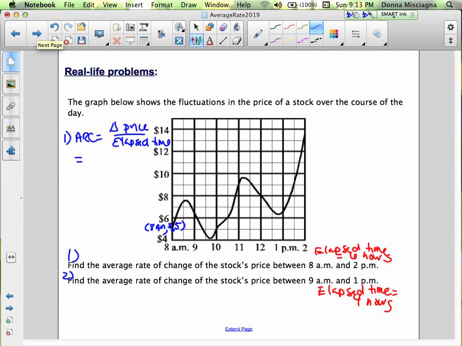And then at 2 p.m., it looks like it's halfway in between 13 and 14, so $13.50. So that would be $13.50 minus 5 divided by 6 hours. We'll put this in terms of dollars and cents. So that would be $8.50 divided by 6, which is $1, and we'll round to the nearest cent, $1.42 per hour.